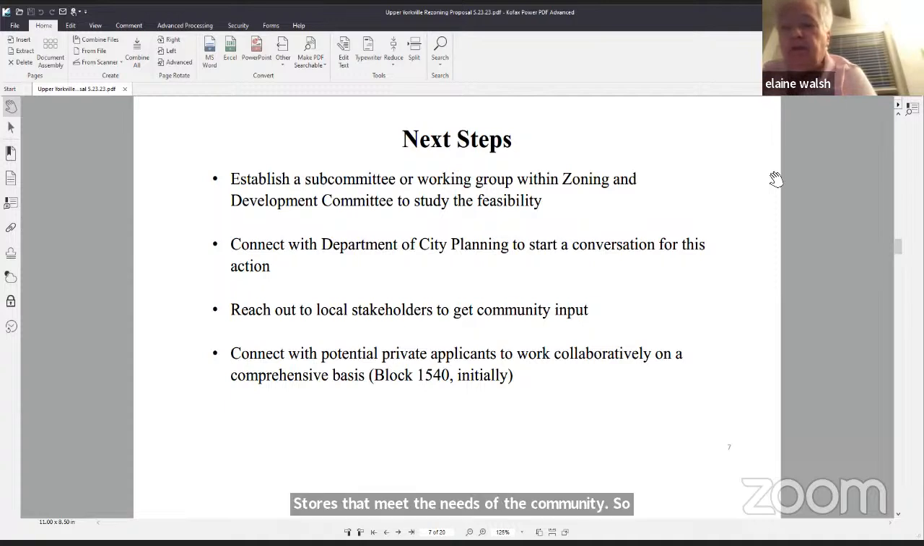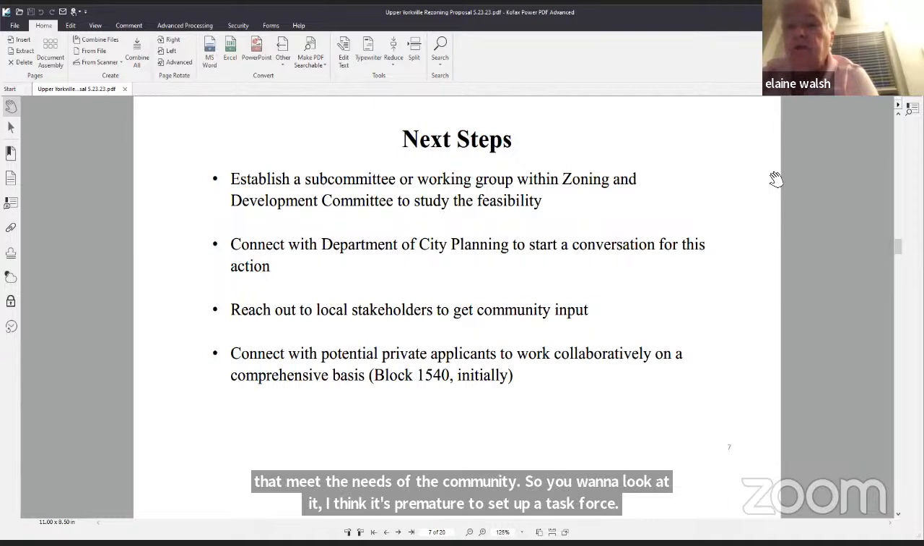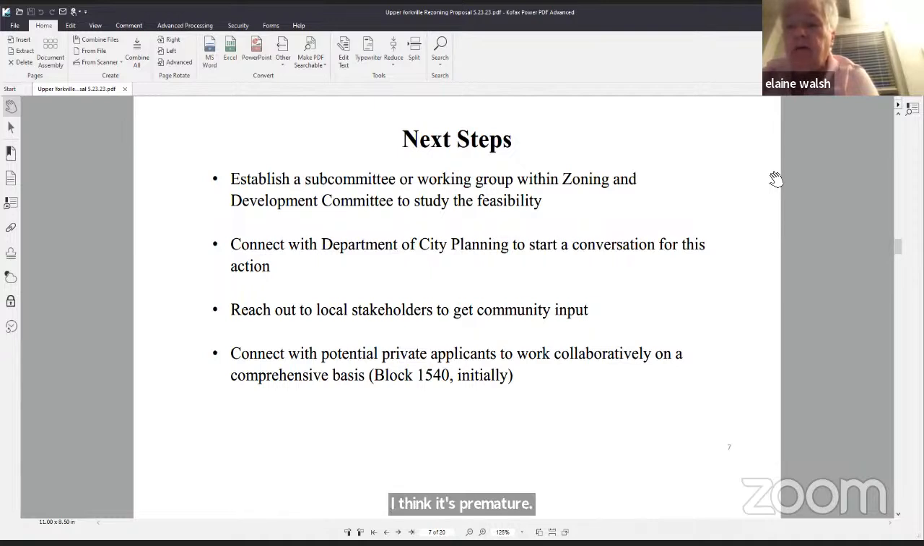So you want to look at it. I think it's premature to set up a task force. I think it's premature to look at this without some other investigative work that will ensure we understand what the parameters are of moving forward in looking at a few lots in the 90s. Thank you.